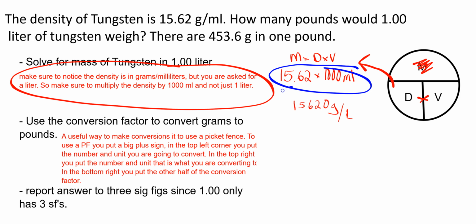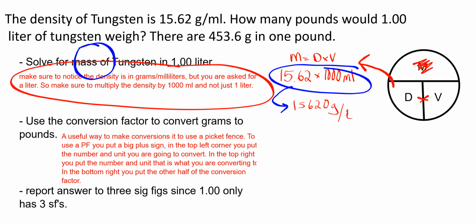And the answer to that came out to be 15,620 grams in 1 liter. All right, so that's the mass per 1 liter, but I want it in pounds. So that's step number 2 here. So it says use the conversion factor to convert grams to pounds.